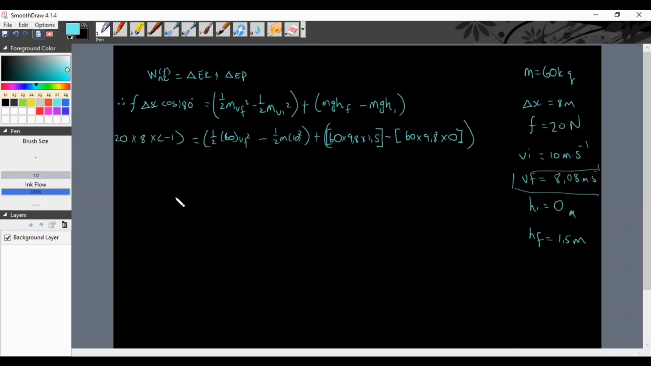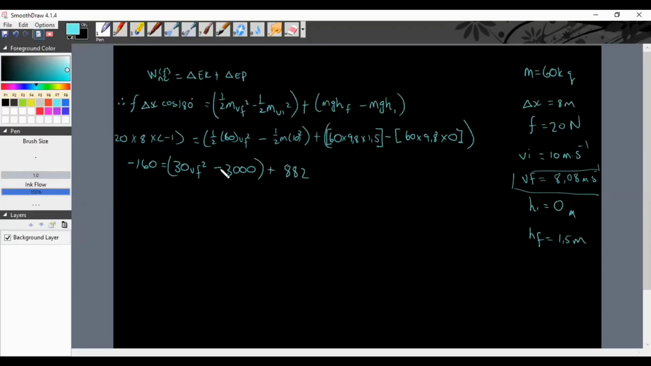Okay. 20 times 8 is 160 times -1, which is negative 160, equals 30 VF squared, minus 3,000. Because half of 60 times 100 is 3,000, because half of 60 is 30, times 100 is 3,000. I don't need to explain that, of course. I'm going to keep the brackets around this one, because that's the value, plus 882.